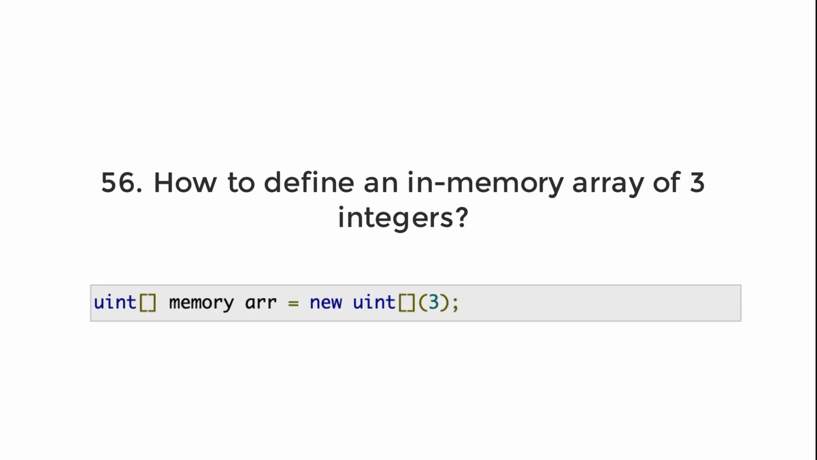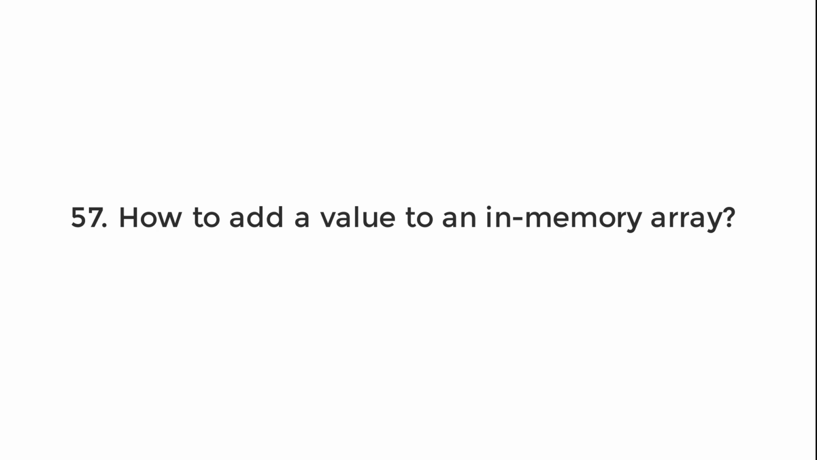How to define an in-memory array of 3 integers. First, you define an integer array with the bracket notation. Then you use the memory keyword to specify that this will be an in-memory array. Then you define the name of the array. Then we need to instantiate this array. And for that, you use the new keyword. You use uint again with the bracket notation. And after that, between parentheses, you give the length of the array. So that means that an in-memory array needs to have a fixed length. It cannot have a dynamic length like you have for storage array.